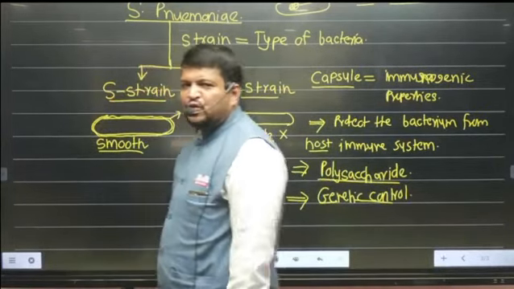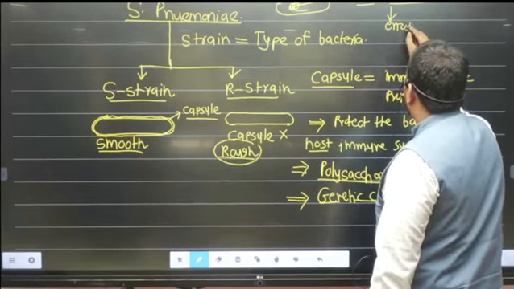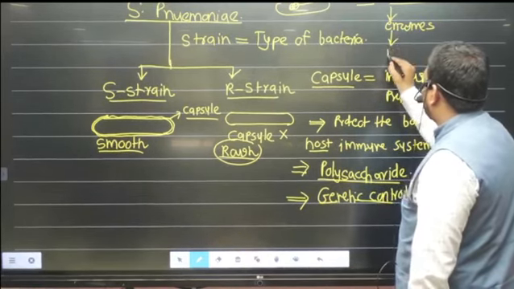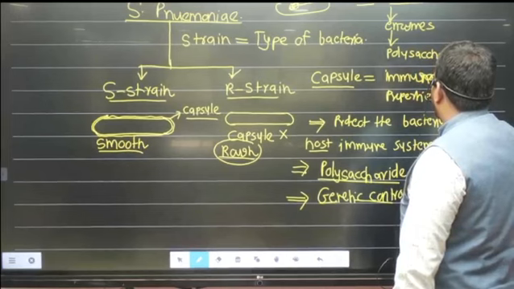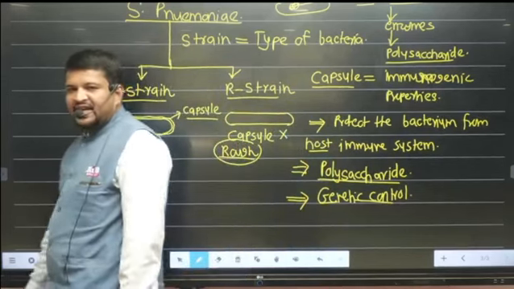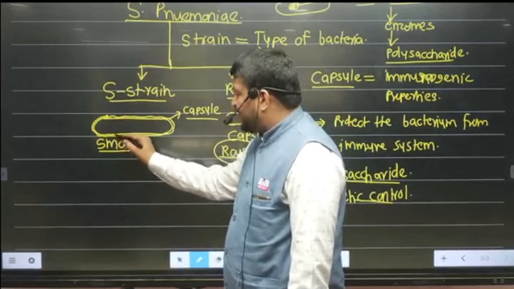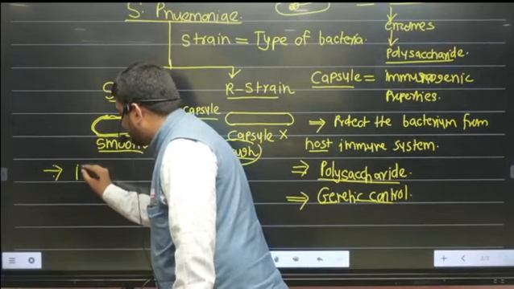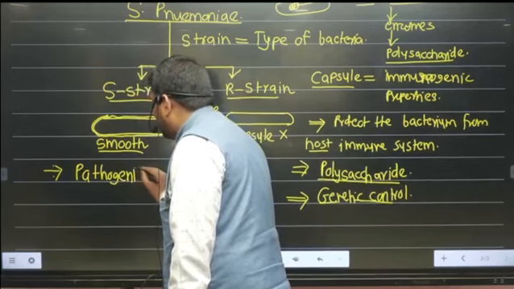and these capsule encoding genes express to form various enzymes, and these enzymes are actually responsible for the formation of the polysaccharide layer. Due to the presence of the capsule, this kind of strain is pathogenic in nature.